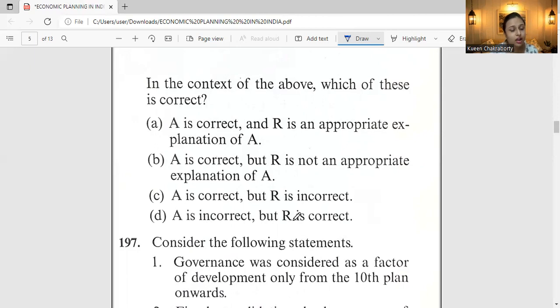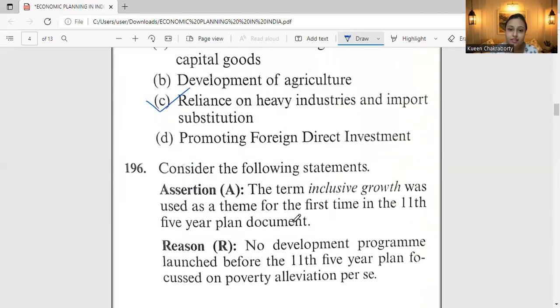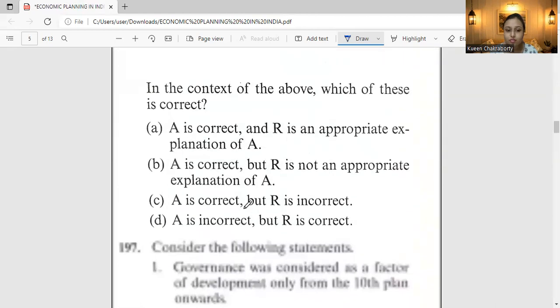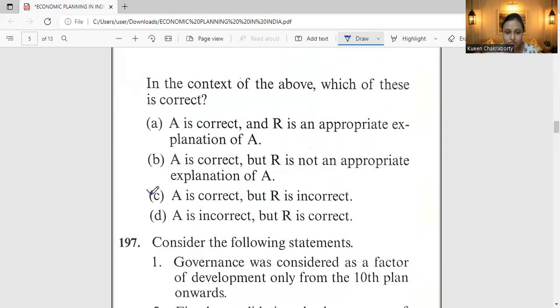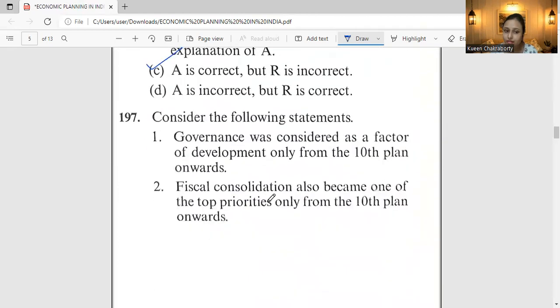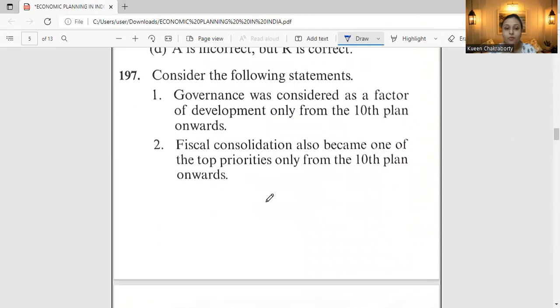So accordingly, our answer is option number C. That is, A is correct, but R is incorrect. Okay, which means the assertion is correct, but our reasoning is wrong. So option number C, A is correct, but R is incorrect. Moving on to question number 197.